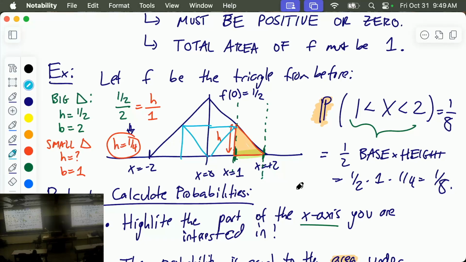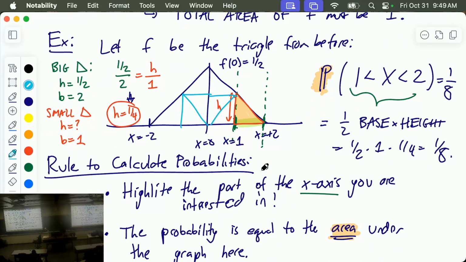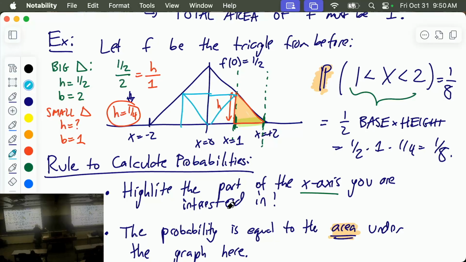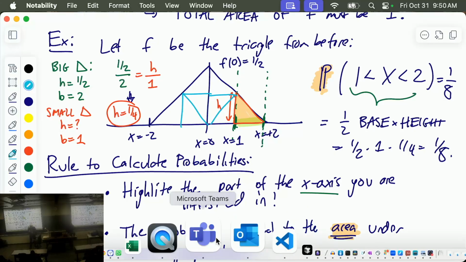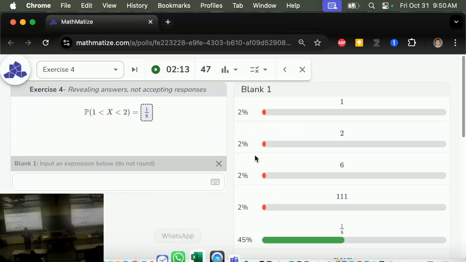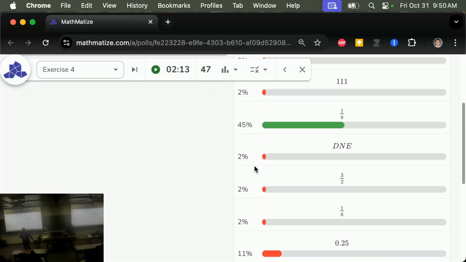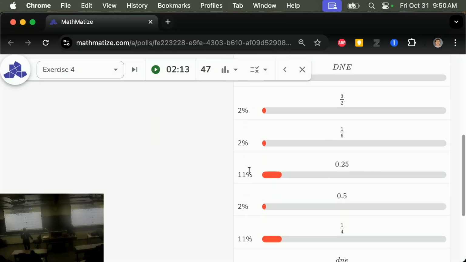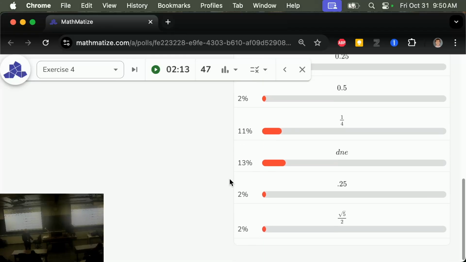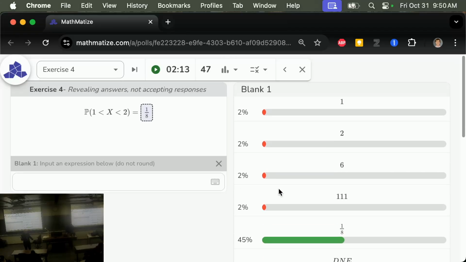Any questions or comments about how I calculated the area? OK. Professor Nika. Yes, please. I have an interjection. So on the Mathmatize there, the correct answer was 1 out of 8, but there were some answers in there that our automatic bullshit detector should detect. And we are calculating a probability, and what do you know about a probability? It can't be less than 0, and it can't be greater than 1.